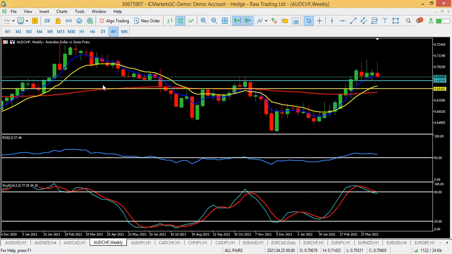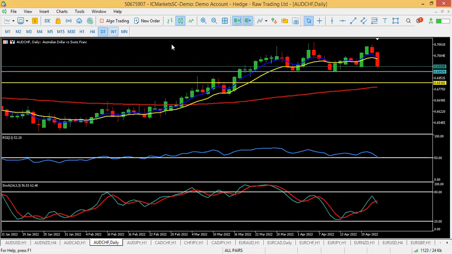So we're expecting AUD Swiss franc to drop down to this support right here, which is at this price at 0.6818. Okay, that is going to be our weekly support for AUD Swiss franc. And the daily support is found right at 0.6893, which is at this blue support right here. So we expect this pair to at least drop down to this support before we can see any reversal or more push down.